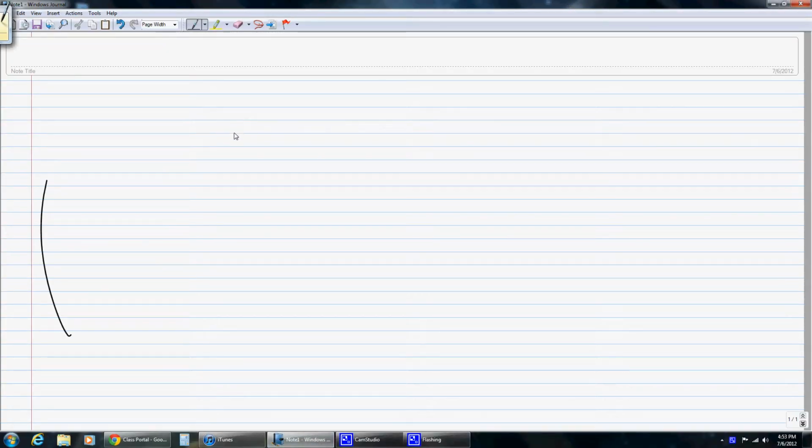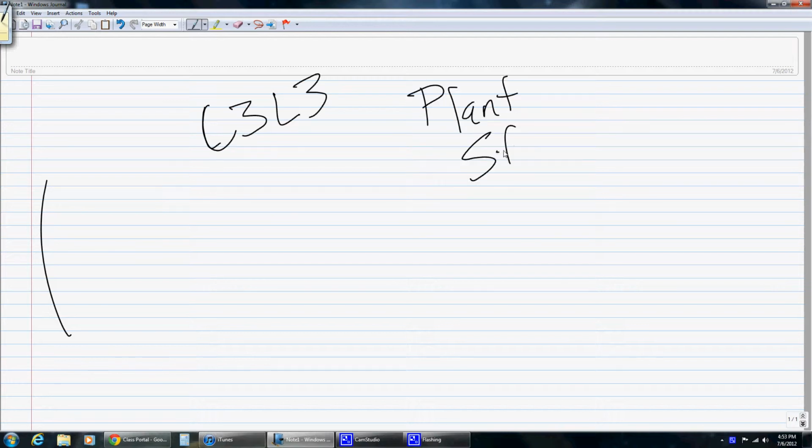And today, what we're going to be looking at is chapter 3, lesson 3. So I guess it works out anyway. What we're looking at today is plant structures, and we are going to go through and identify each of the individual ones.